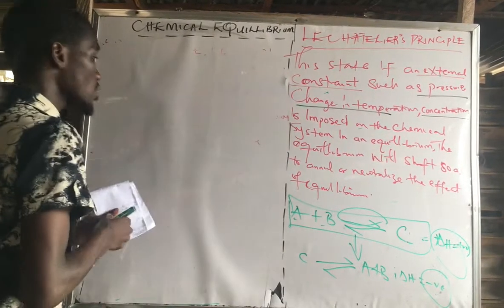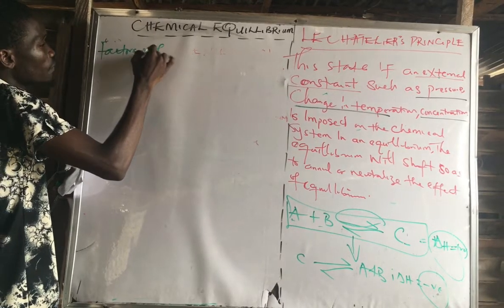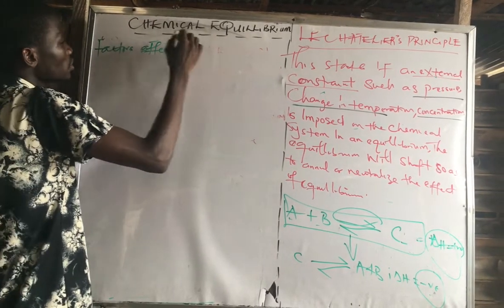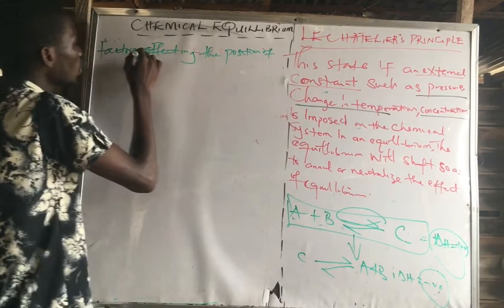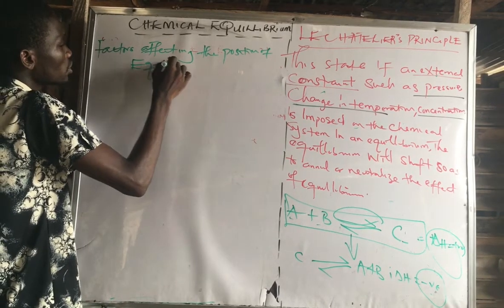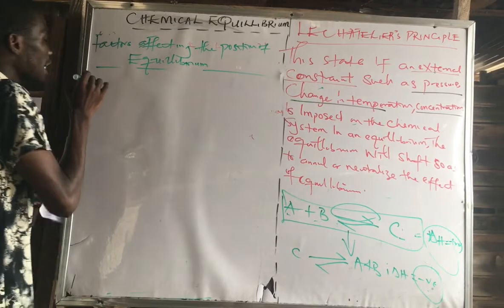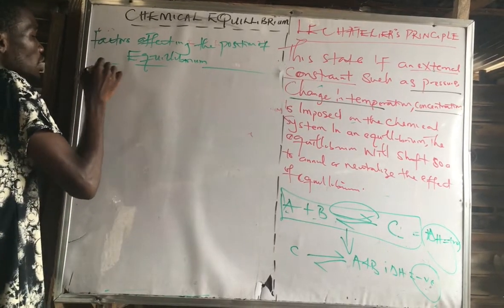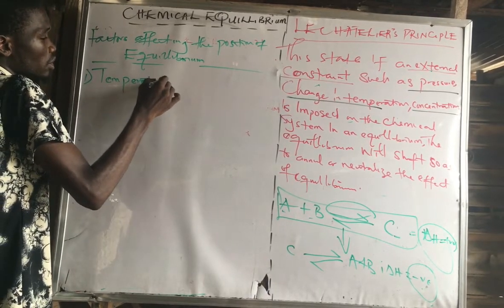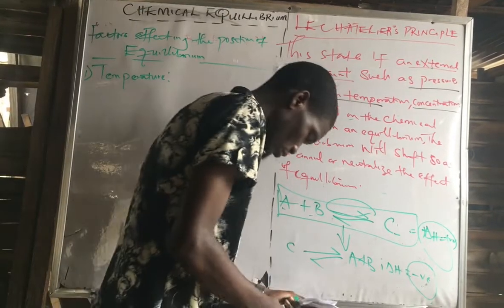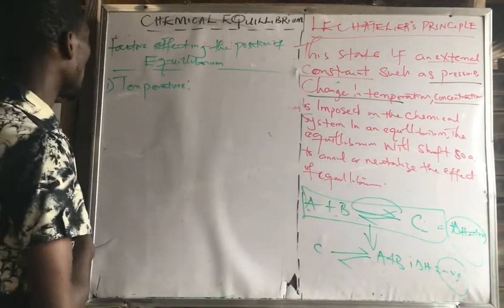So don't forget, we are talking about the factors affecting the position of equilibrium. As I've said earlier, I'm starting with the first one, which is temperature. So we are starting with temperature.